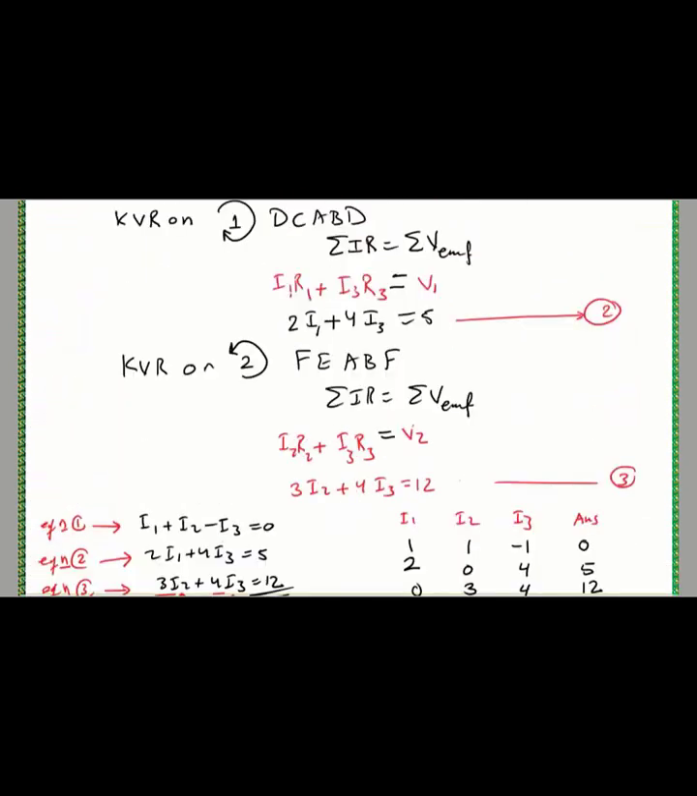Now I3, it is 1.5 ampere and it is also positive. So the assumption for the direction is correct for I3. It is from A to B, down along R3. These are the three currents.